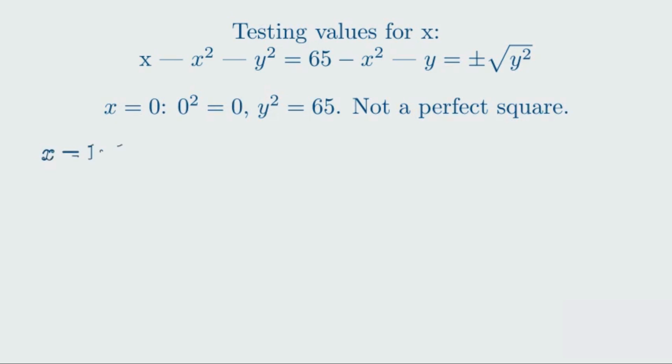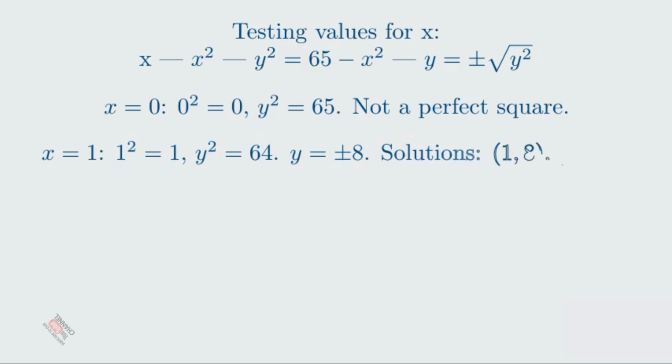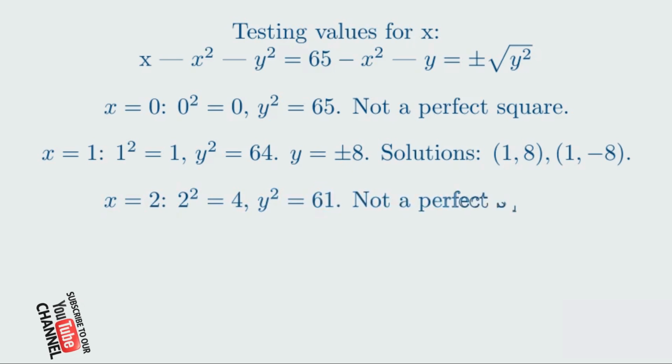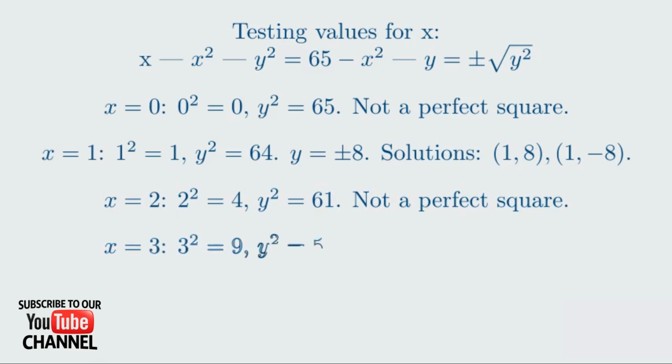Next, if x is 1, x squared is 1, y squared is 65 minus 1, which is 64. The square root of 64 is 8, so if x is 1, y is plus or minus 8. This gives us our first two solutions, (1, 8) and (1, -8). If x is 2, x squared is 4, y squared is 65 minus 4, which is 61, not a perfect square. If x is 3, x squared is 9, y squared is 65 minus 9, which is 56, not a perfect square. Let's continue testing our remaining values for x to find any other solutions.